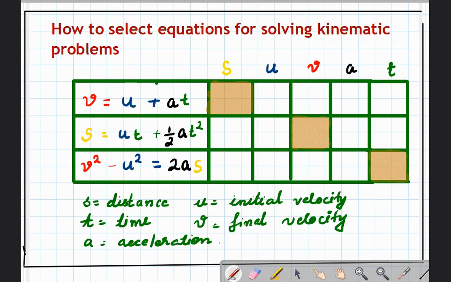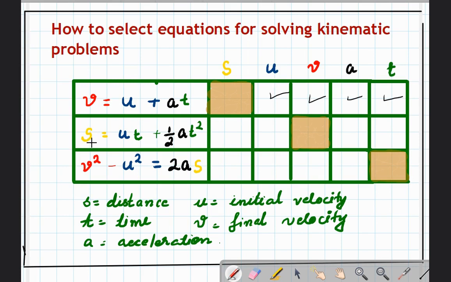One more very important thing is the selection of the equation for solving kinematic problems. That means how we select which equation to use to solve our problem. As we know, we have three equations for constant acceleration, and in all three equations we have a total of 4 variables. For example, in the first equation we have the variables v, u, a, and t. So if I have to find the value of v, I should know the values of the other three variables, that is u, a, and t.